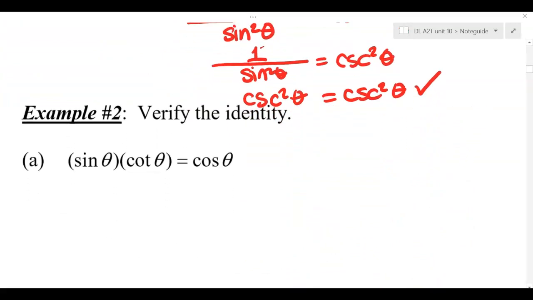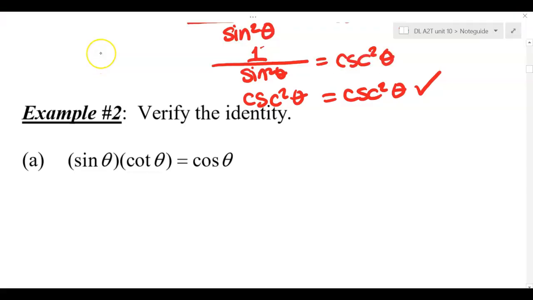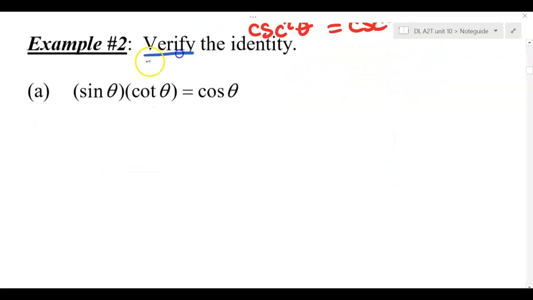So example 2 says verify the identity. So again, this is the same thing as showing two things are equal or writing a proof. You're verifying. So you don't get to assume they're equal. You cannot add, subtract, multiply, or divide what you want to both sides of this equation. You need to pick one side and work on it. So I'm going to pick the left side because I see a multiplication problem that might simplify and leave me with this single thing that I see on the right side.